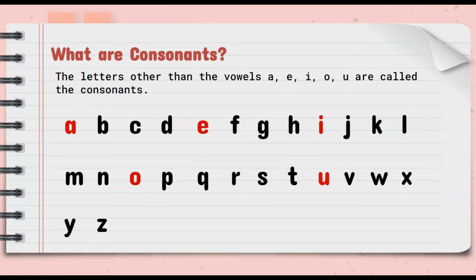When you remove the vowels from the English letters, you get the consonants. They are B, C, D, F, G, H, J, K, L, M, N, P, Q, R, S, T, V, W, X, Y, Z. These letters are called consonants.